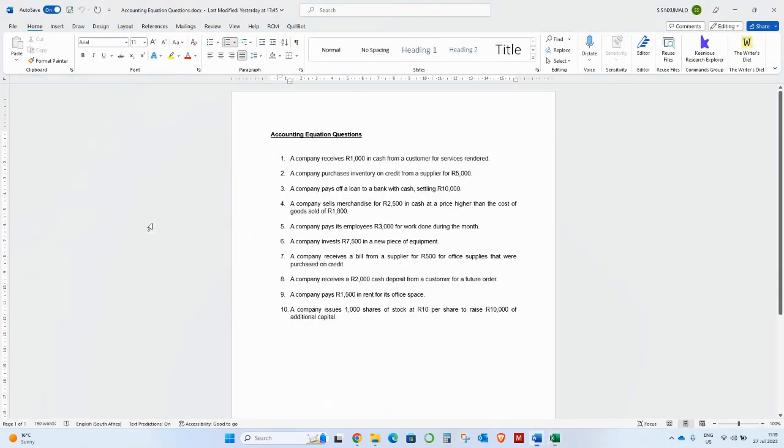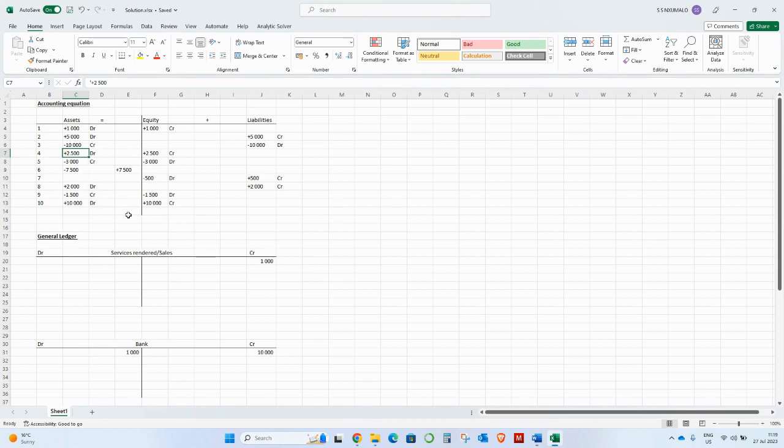Then let's look at number 4. Number 4 says we sold merchandise for 2.5 in cash at a price higher than the cost price of goods sold. Okay, so there's actually two transactions that are affected here, but the question is not clear if we should record the 1.8. Right, so firstly, let's first sell the merchandise. So we're selling the merchandise for 2.5.